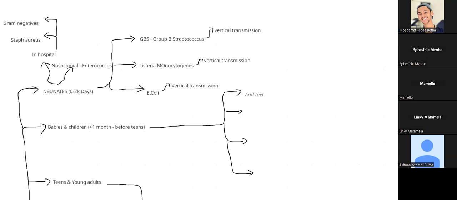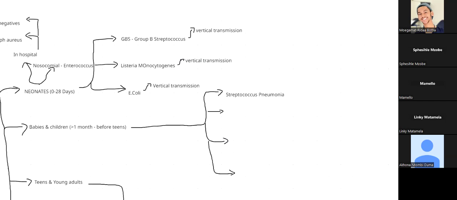Streptococcus pneumoniae. The second one is Neisseria meningitidis, very, very common. The third one is Haemophilus influenzae type B.